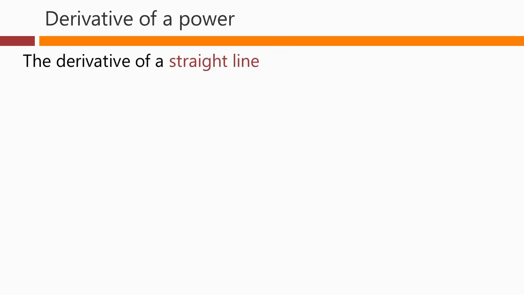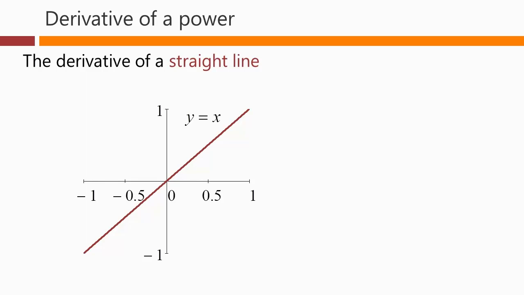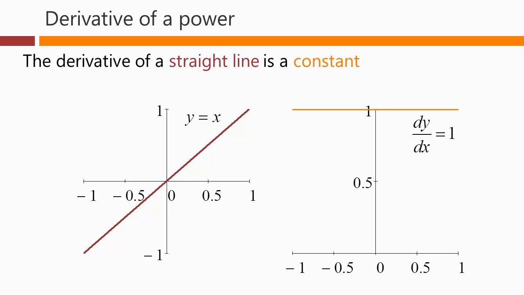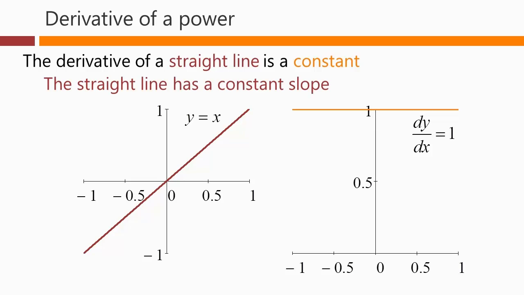The derivative of a straight line, here's a straight line, so that's x to the power 1, is just a constant. So we've taken x to the power 1 and turned it into x to the power 0 by taking the derivative, and that, of course, is just a constant. And this is true for any straight line that comes to a constant. What the constant is depends on the slope of the straight line, of course. So the straight line here has a constant slope, so it has a constant derivative.